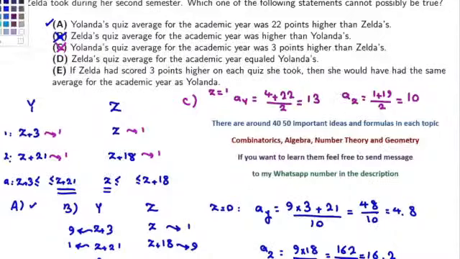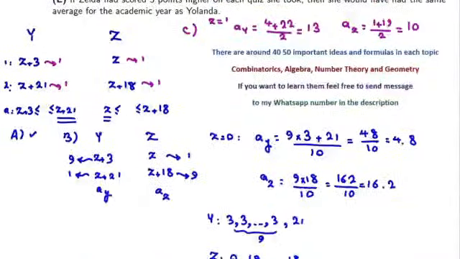C. Now let's check D. Let's write it with green. Zelda's quiz average for the academic year equaled Yolanda's. Okay, so Y, let me copy these parts.